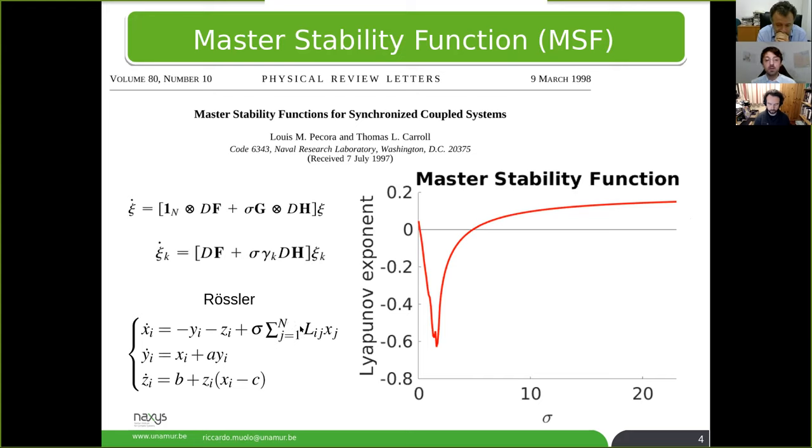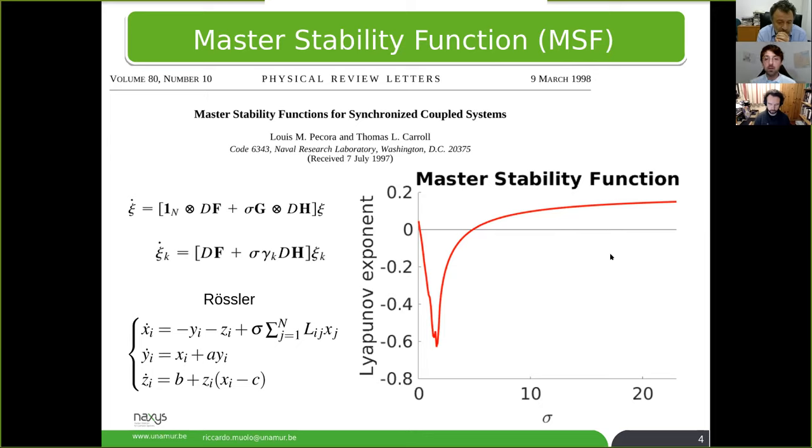We studied it in a chaotic regime, so the Lyapunov exponent of the uncoupled system is positive. Then we have a convex region where the master stability function is negative, so we have stability, we have synchronization. And then we have a region where the master stability function is positive, so after a perturbation, the system will lose synchronization.